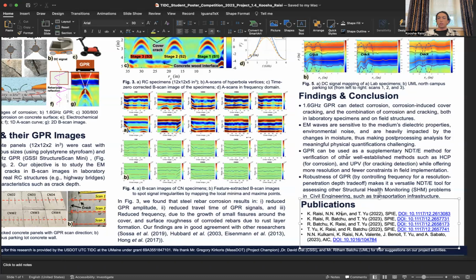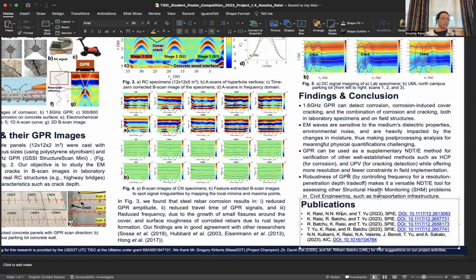And GPR can also be used as a supplementary NDT method or device for verification of the ones that are already very well established and reputable and accepted by everybody, such as half-cell potential and ultrasonic pulse velocity for crack detection, void detection, and HCP for corrosion, probability of corrosion ongoing, while offering more resolution and fewer constraints in field implementation.